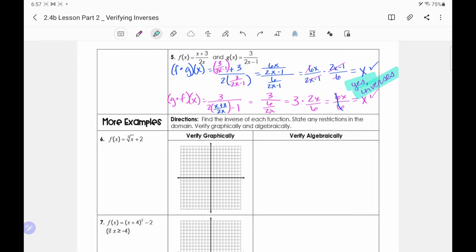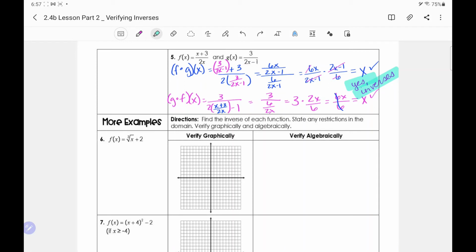Same thing in g of f of x. Down here, we've got 2 times x plus 3 over 2x minus 1. This time we have to get a common denominator of 2x in order to do the subtraction and end up with 6 over 2x. If you're not sure how to do that, then let me know and I can send you a completed solution or a video where you can see that done mathematically.